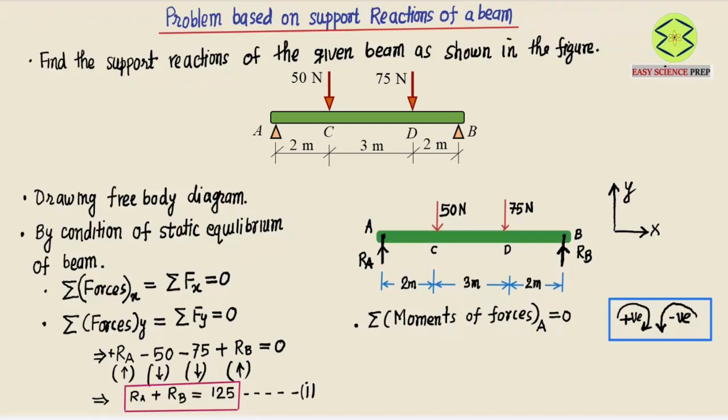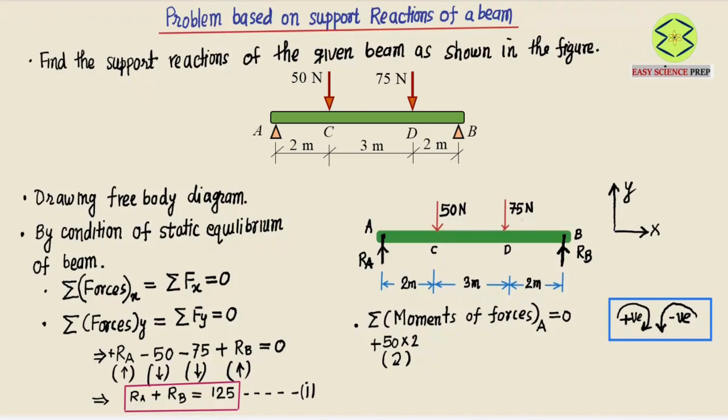Now we are taking moments of forces about point A. We keep point A fixed and allow the beam AB to rotate about point A due to the application of a moment. If I keep point A fixed and apply the 50 Newton force at a distance of 2 meters, the beam is going to rotate in the clockwise sense. So the moment of the 50 Newton force about point A is 50 into 2 meters, and that is clockwise, so it is positive.